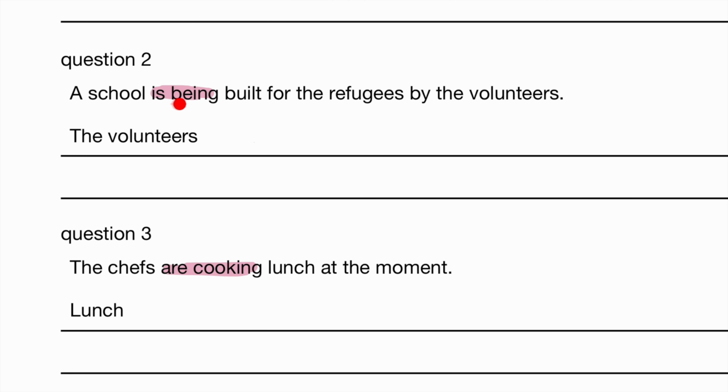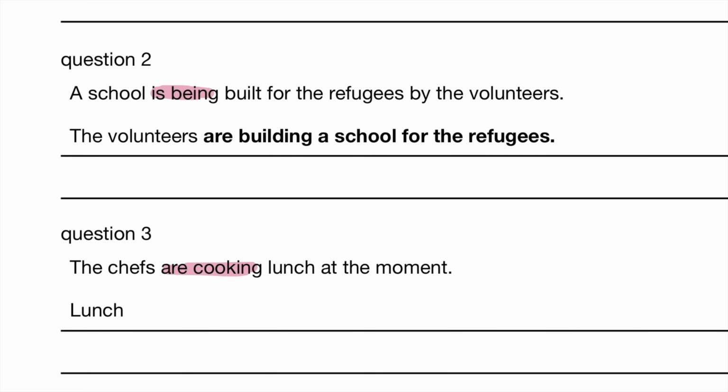Question 2. A school is being built for the refugees by the volunteers. A school is being built. So this is, again, in the passive voice. So let's have the subjects perform the action, shall we? So the volunteers are building a school for the refugees.